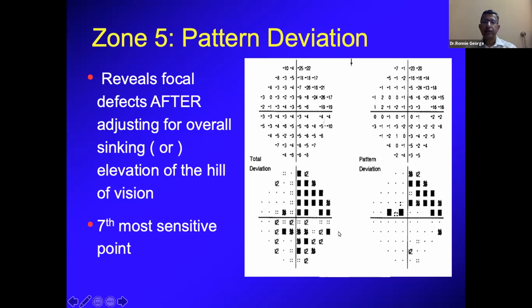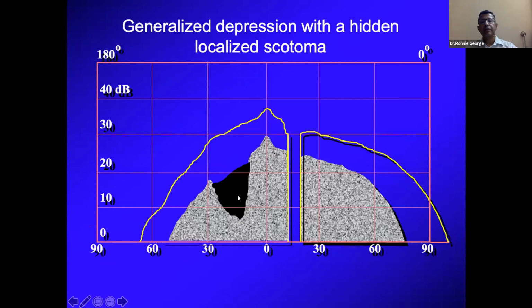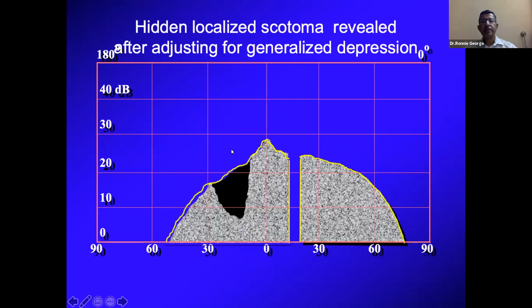And so here, where you have a number of points scattered all over the place, you'll end up revealing a smaller localized defect which was hiding under the generalized depression. So this is what your generalized depression looks like with a localized scotoma. Once you have corrected for it, you are reducing this generalized depression down here, and you can then detect the localized scotoma there. And the pattern deviation plot is really important when you have any sort of generalized depression in the field. If you have no generalized depression in the field, the pattern deviation and the total deviation plots will look very similar.